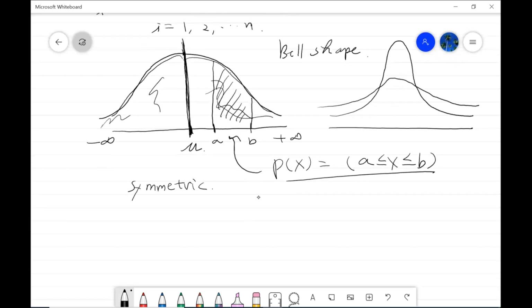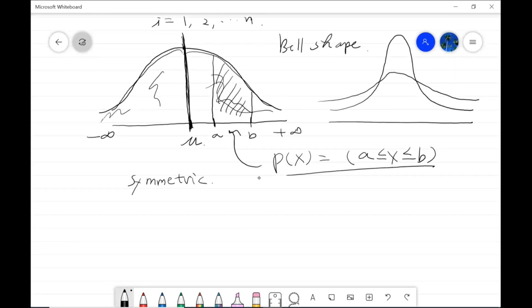But let me ask this: if x still comes from the normal distribution, where mu is the mean and sigma square is the variance, then what's the probability that x is between minus infinity and plus infinity?